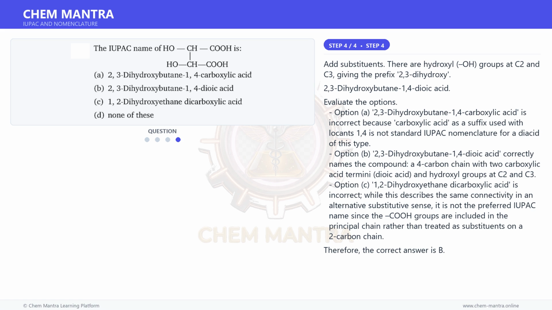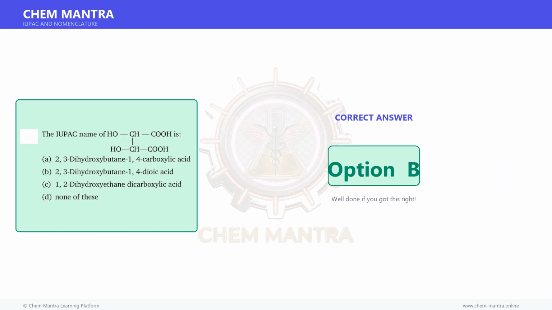at C2 and C3. Option C, 1,2-dihydroxyethane dicarboxylic acid is incorrect. While this describes the same connectivity in an alternative substitutive sense, it is not the preferred IUPAC name since the COOH groups are included in the principal chain rather than treated as substituents on a 2-carbon chain. Therefore, the correct answer is option B.